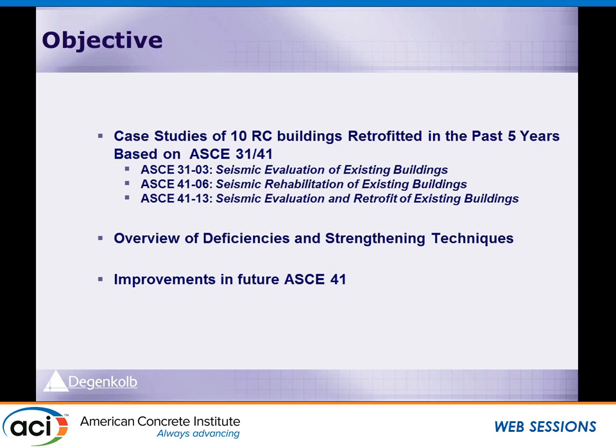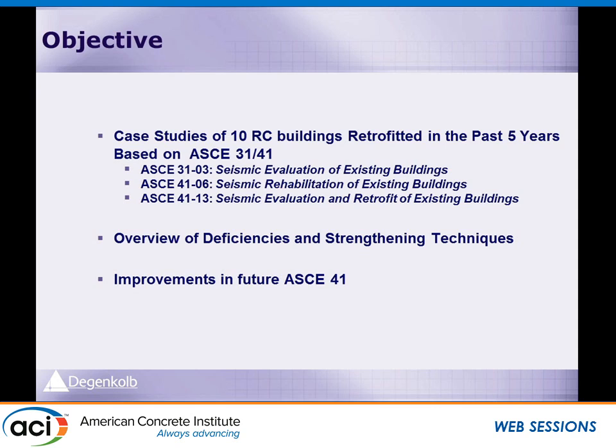If you are familiar with existing building codes, there are three codes that we have used in the last 5 years. One is ASCE 31-03, which is about seismic evaluation of existing buildings. The other one is ASCE 41-06, which is about seismic rehabilitation. And pretty soon we will have ASCE 41-13, which is a combined version of ASCE 31 and 41, a standard dealing with both evaluation and retrofit of existing buildings.